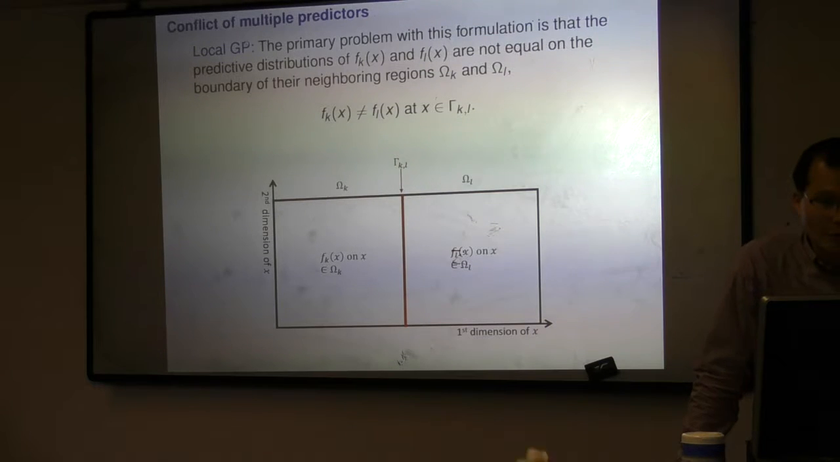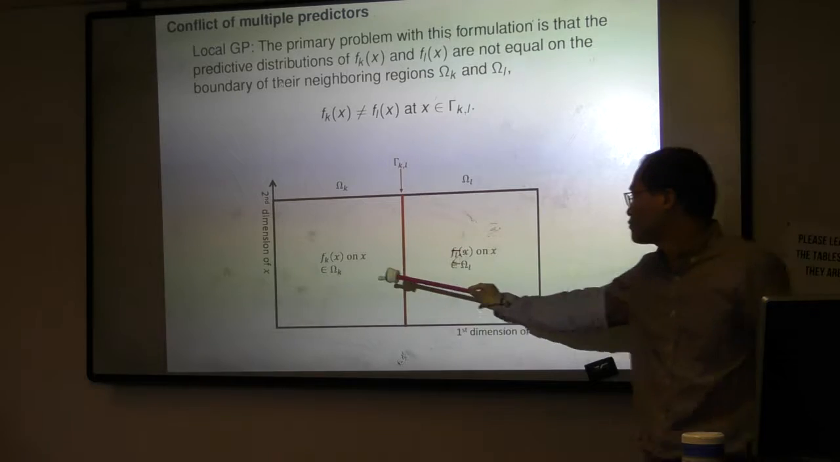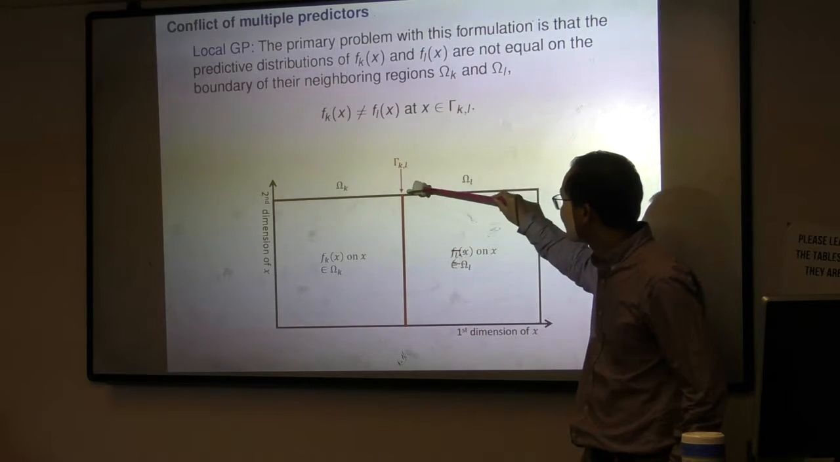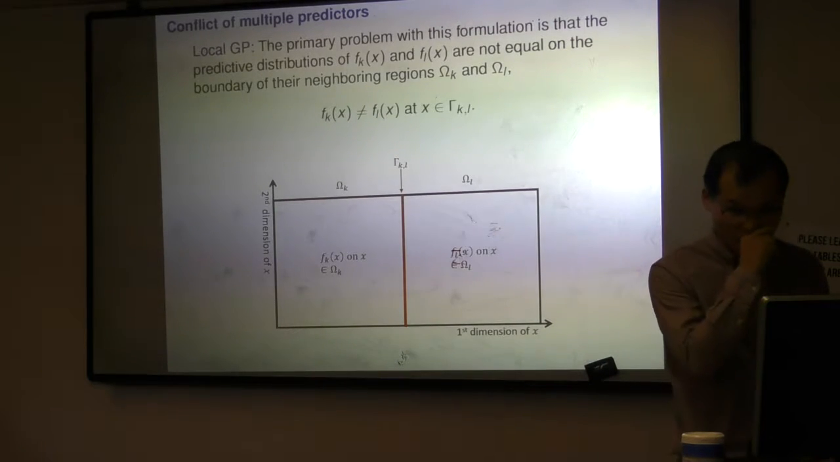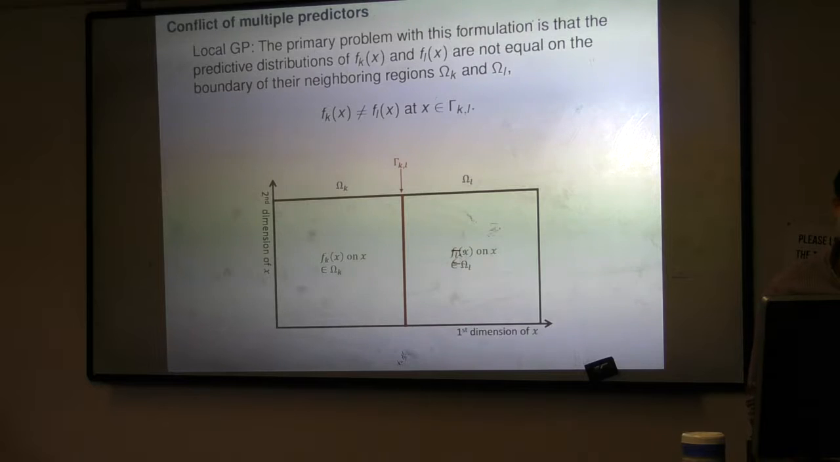The primary problem, as I just mentioned, is that the predictions of the two local pieces are not consistent along the boundary of the two neighboring local regions. That happens at all the internal boundaries within the partitioning.